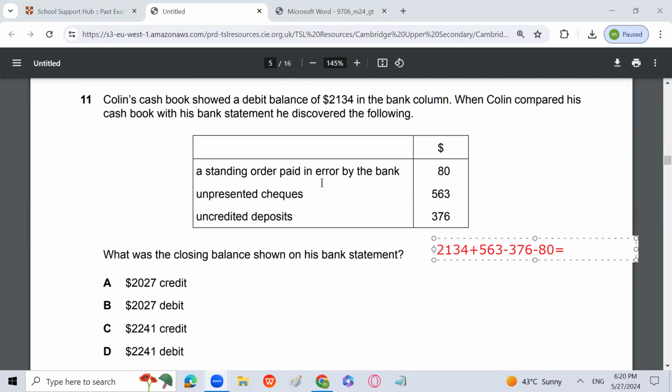I am repeating: a standing order paid in error by the bank. Standing order is a payment. It comes on the credit side of the cash book and the debit side of the bank. So we have debited the bank wrongly. Now we have to give it a credit. Credit means it is not yet credited, so it will become an uncredited deposit. So we give the same effect as we used to do with uncredited checks.